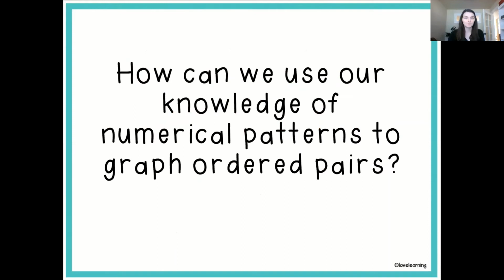All right. So how can we use our knowledge of numerical patterns to graph ordered pairs? Because if we remember back to our learning target, we were trying to take the noticings that we have of the patterns going on in numbers and create ordered pairs out of them. But you can't just say that that whole list of numbers that we used is a graph, because do we have a y-axis and an x-axis yet? No.